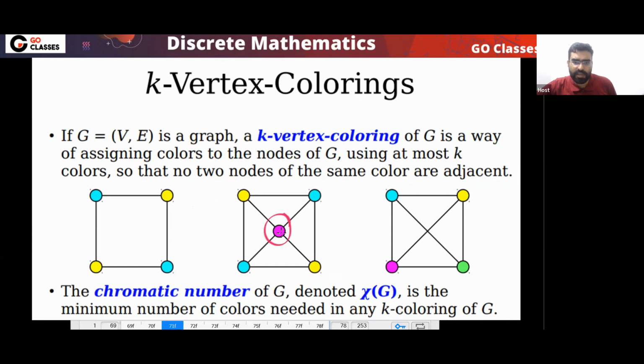This middle color we cannot reuse. And outside you have an even cycle. For an even cycle you need two colors. So remember, k vertex coloring means at most k colors you need.